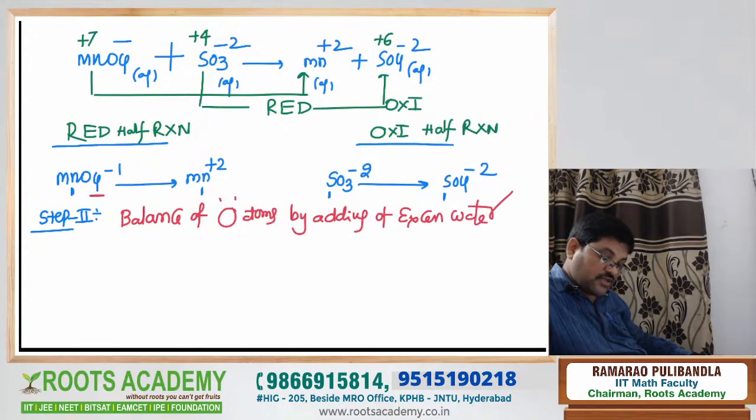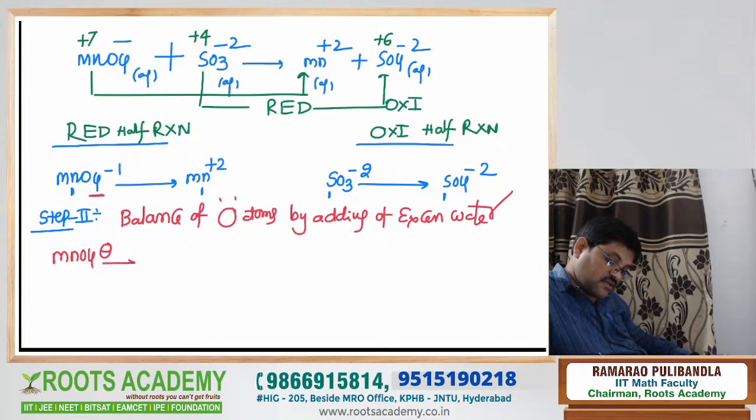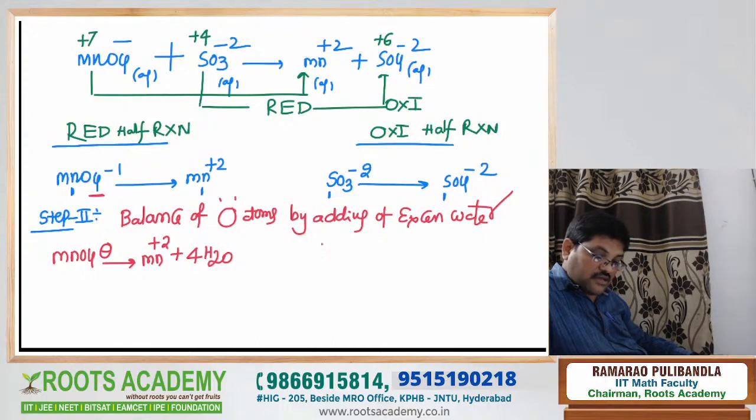Here below, oxygen 4 is there. Here there is no oxygen. That's why what we write? MnO4 minus gives rise to Mn plus 2 plus 4H2O you write. Here below oxygen 3 is there, below oxygen 4 is there, one oxygen left here. That's why SO3 minus 2 plus 1H2O you write gives rise to SO4 minus 2.